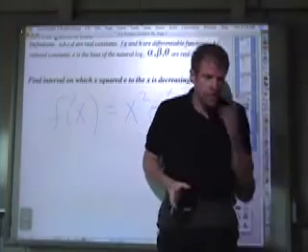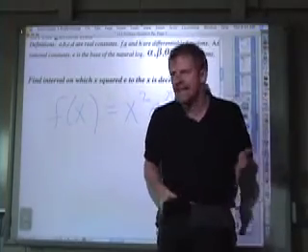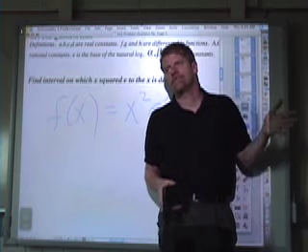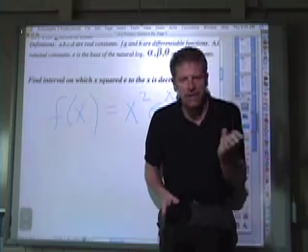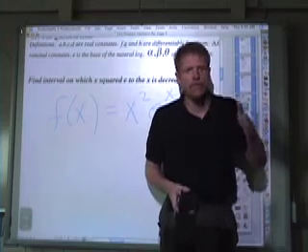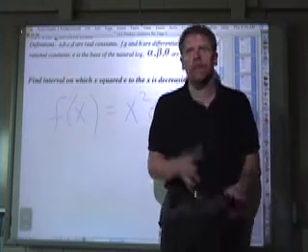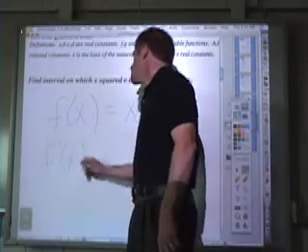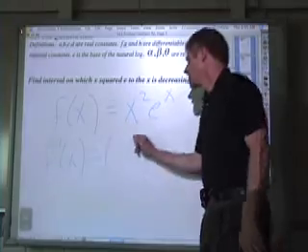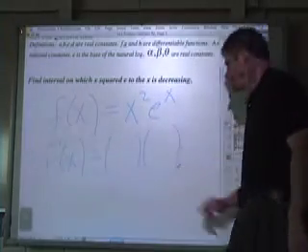A function is decreasing. One way to indicate that is looking at the first derivative. If the first derivative has negative values, then the function is going downhill. It's decreasing. So what we're going to do is take the derivative of this function according to the product rule. Let's set up the product rule skeleton.